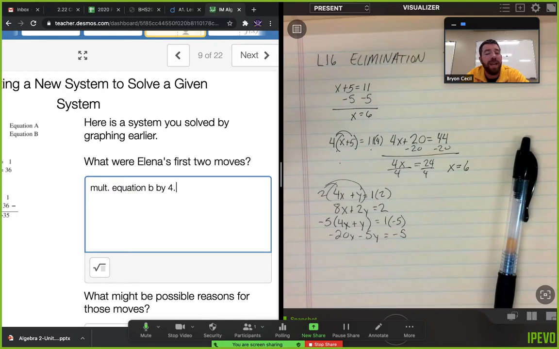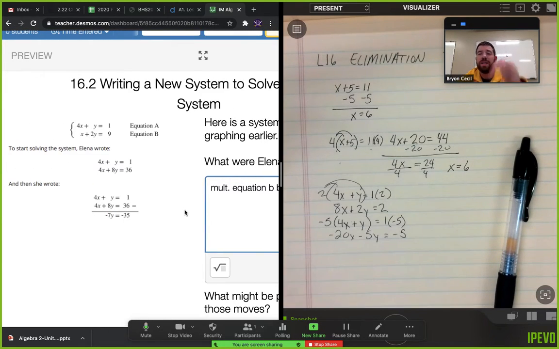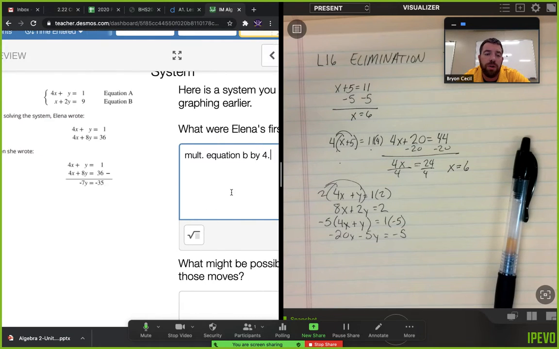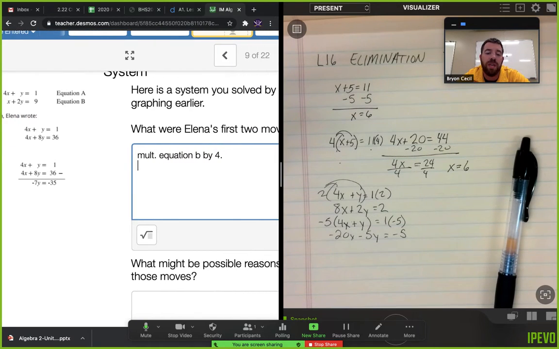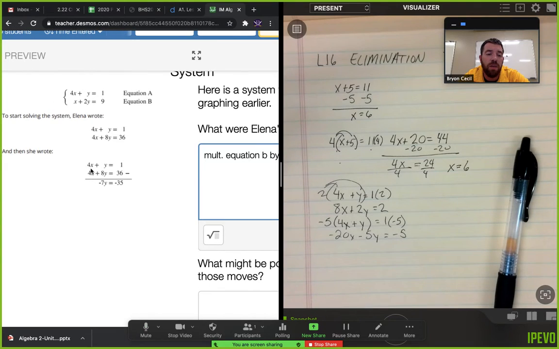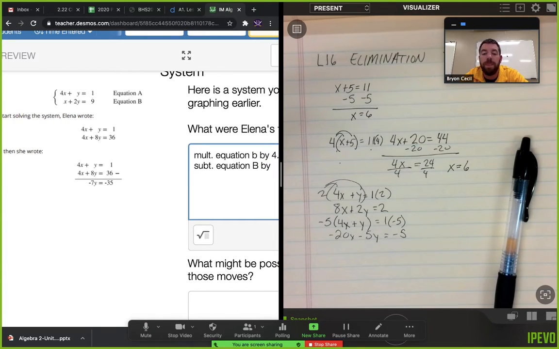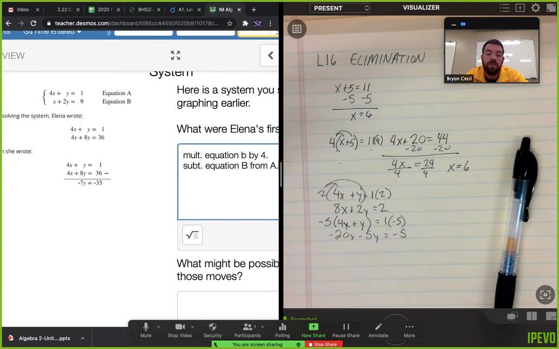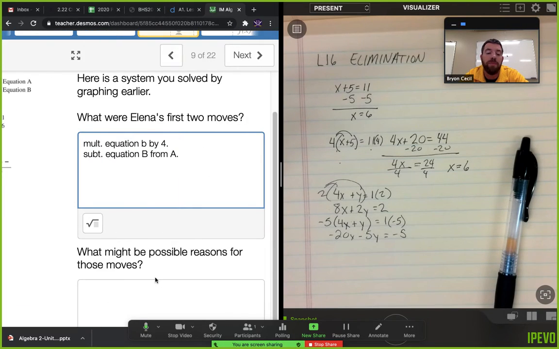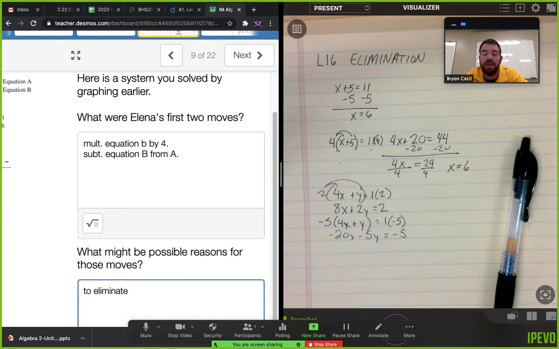by 4. And hey, if this is confusing right now, I promise, once we dive in and do some examples, you're going to feel pretty good, okay? And then you see here, y and 8y give me negative 7y. Here's what she did. Then she subtracted equation B from A. What might be the possible reasons for these moves? Again, guys, the whole name of the game is to eliminate a variable.